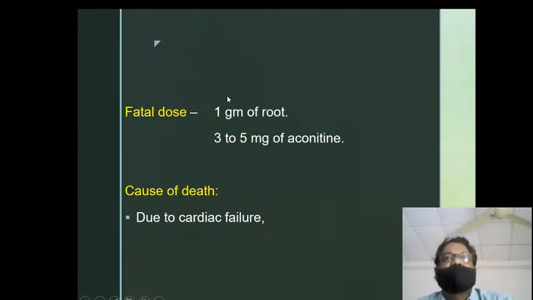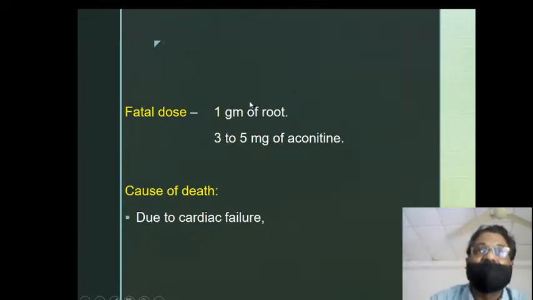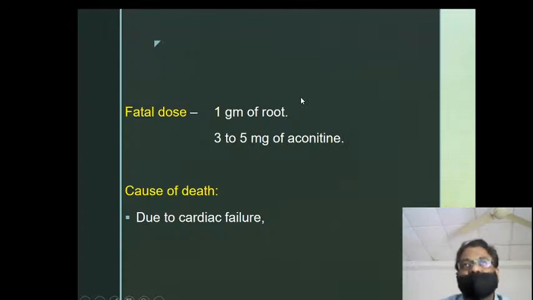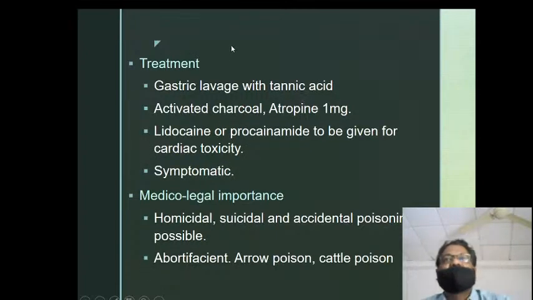Coming to the fatal dose, it is around 1 gram of root, or 3 to 5 milligram of aconitine alkaloid. For treatment, we can do gastric lavage with tannic acid, and we can give activated charcoal. If the individual develops bradycardia, we can give atropine. If the individual develops arrhythmias, lignocaine or procainamide can be given.